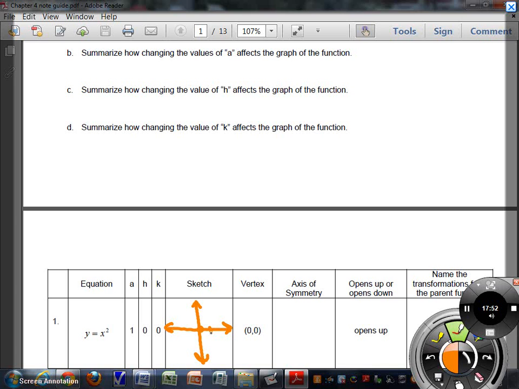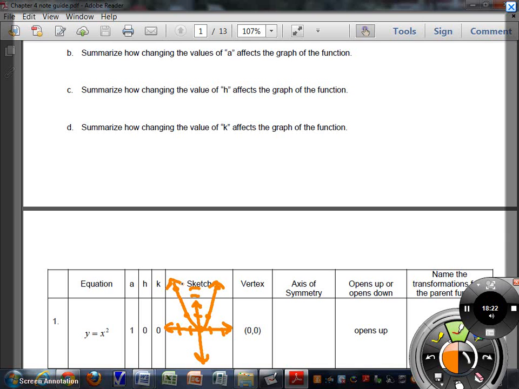Instead, when you go over 1 unit, you go up 1 unit because 1 squared is just 1. But when you go over 2 units from the vertex, 2 squared would actually be 4. So we would actually go up 4 units. 1, 2, 3, 4. Okay. 2 units over, 4 units up. And then we would have our U shape. Okay, not a V shape, a U shape, or a parabola.